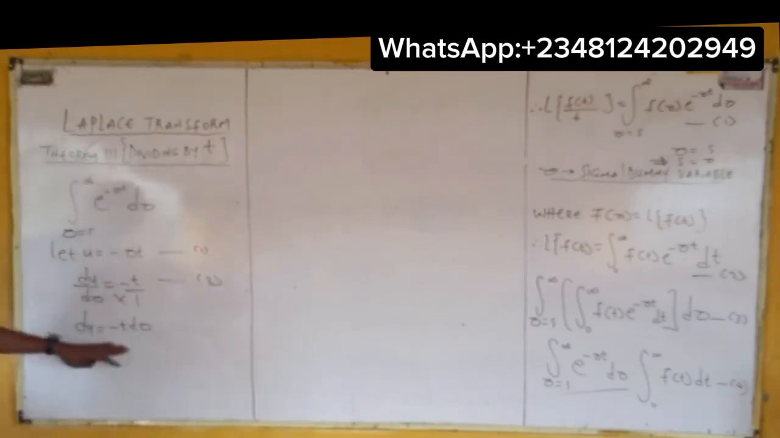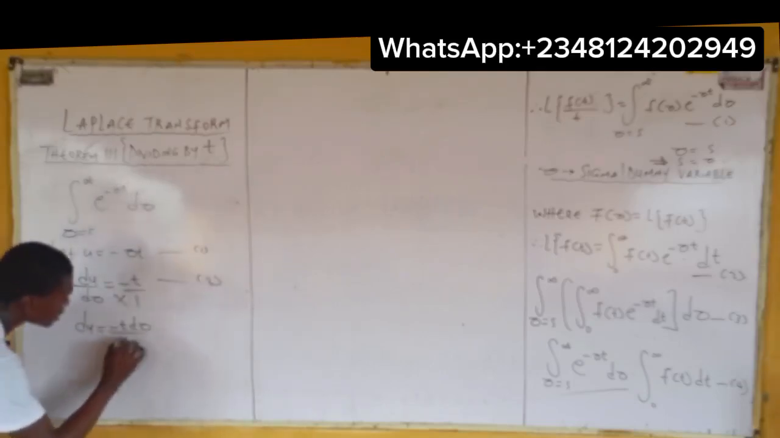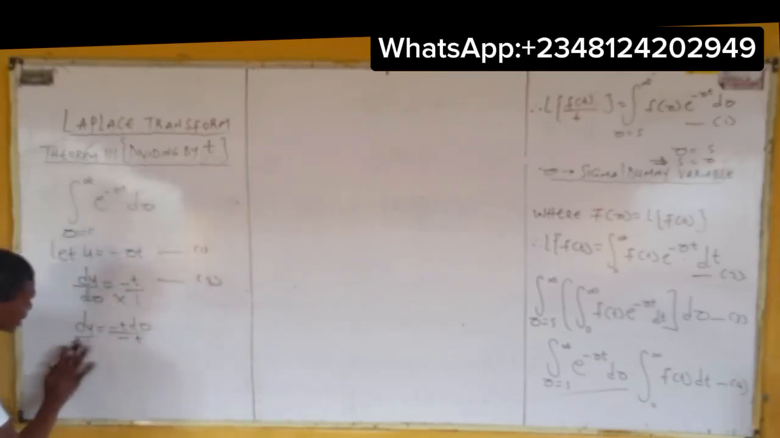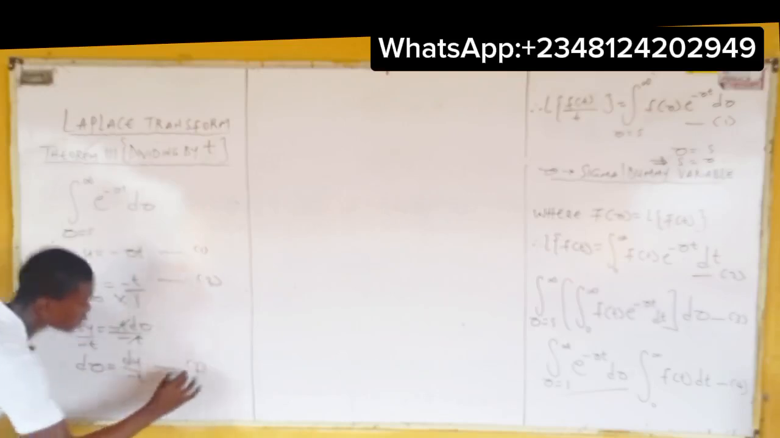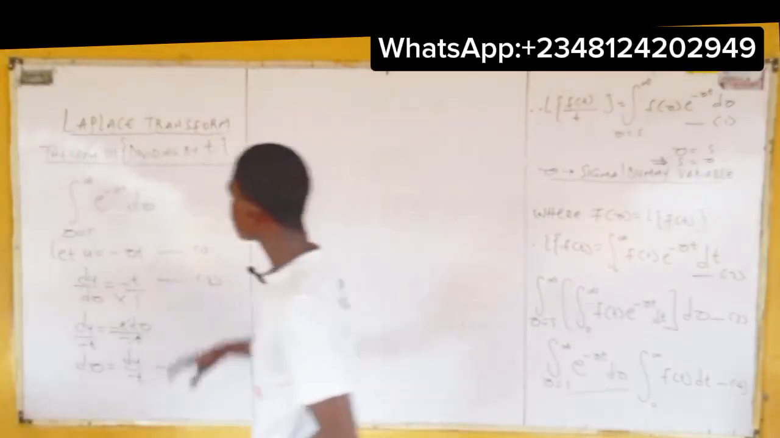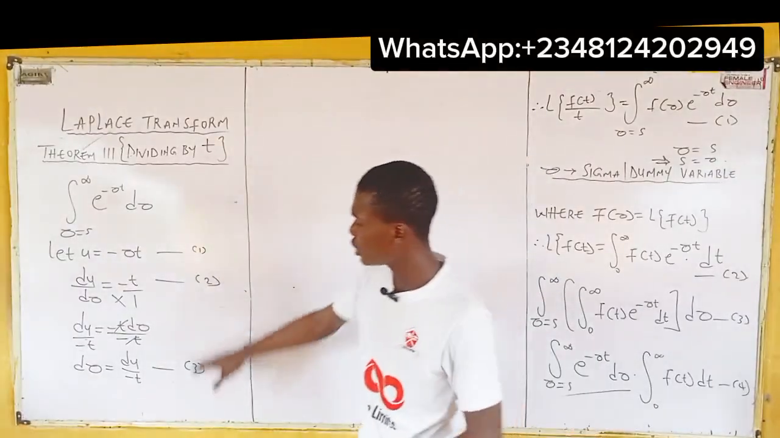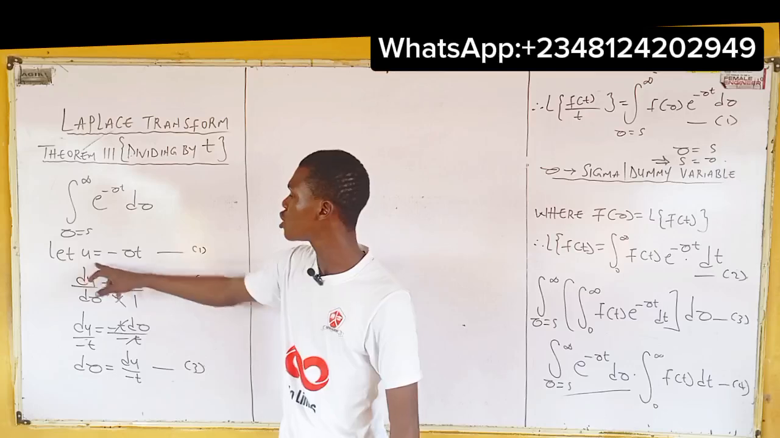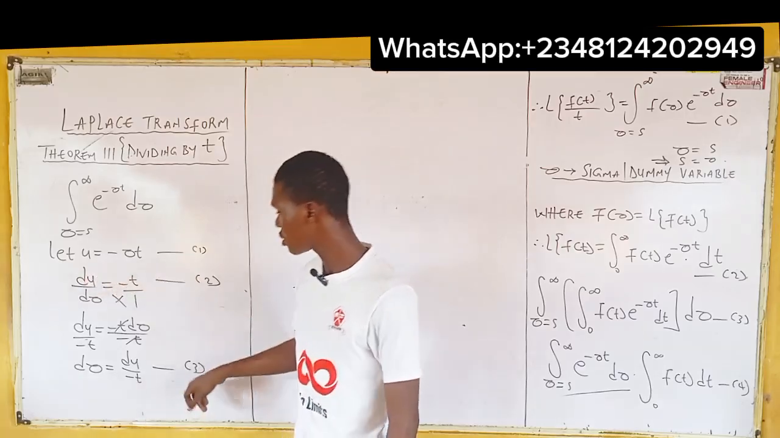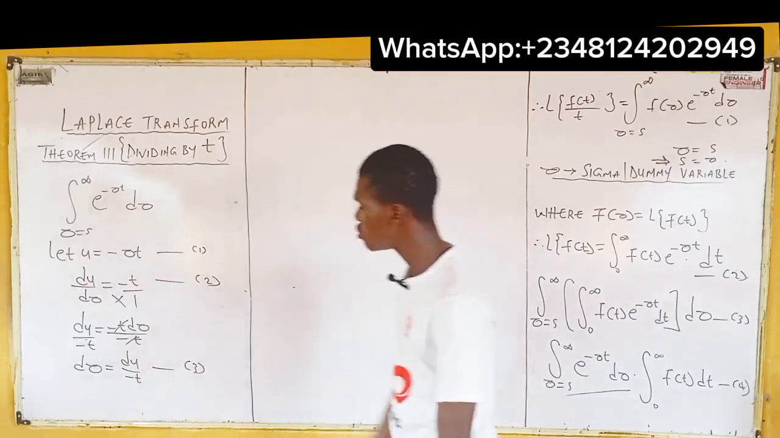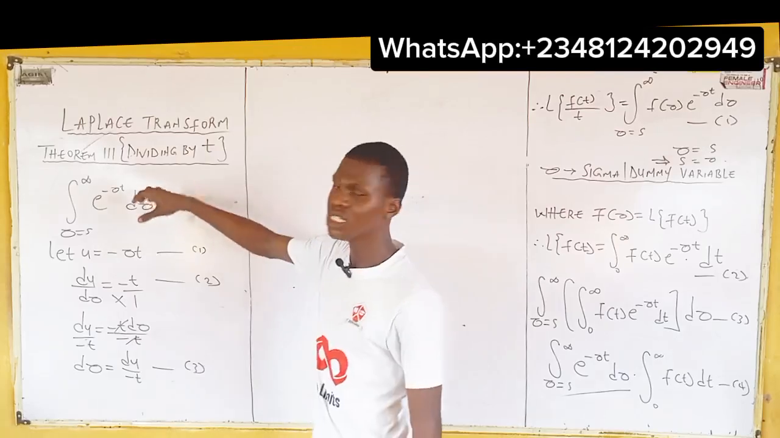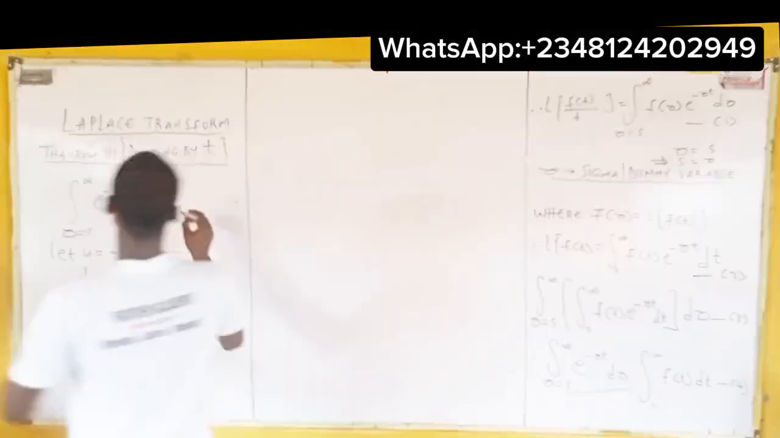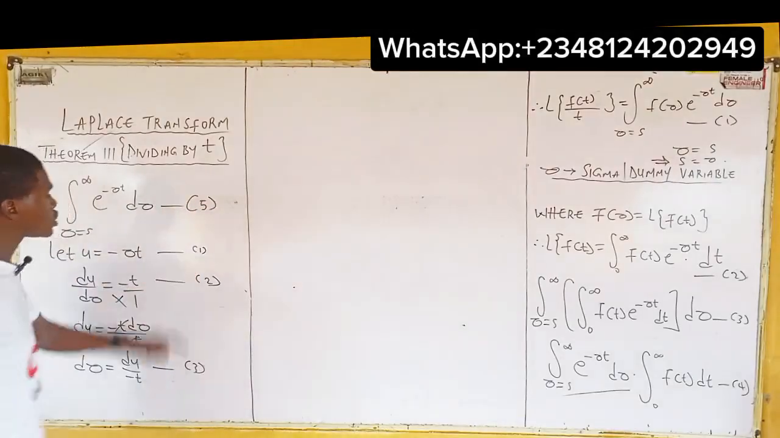From this, divide both sides by negative t. This gives me d sigma equals du over negative t. So this is equation 3. Observe that we have equation 1 and equation 3. Equation 1 reads u equals negative sigma t, and equation 3 reads d sigma equals du over negative t. Substitute equation 1 and equation 3 into the integral function, which is equation 5. Substitute these two equations into this.